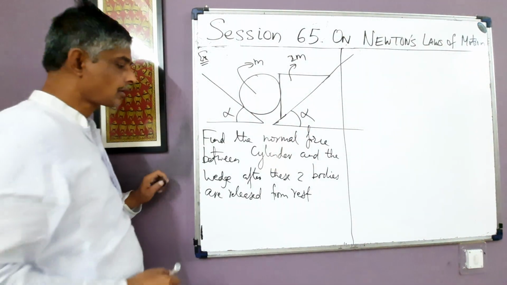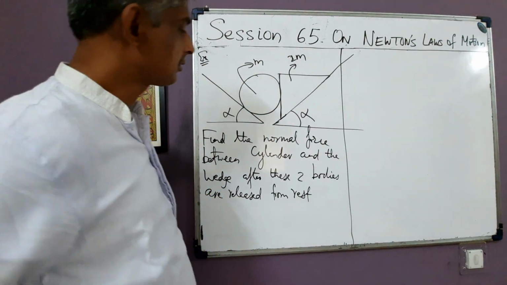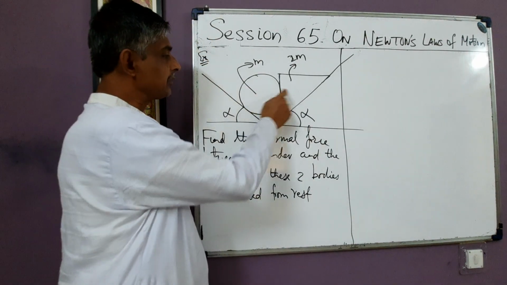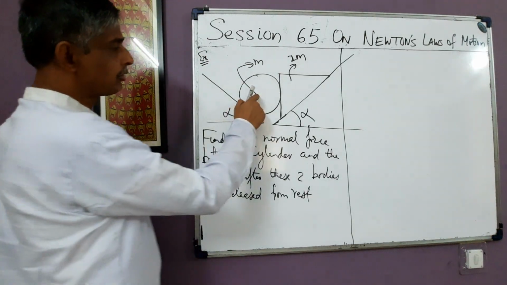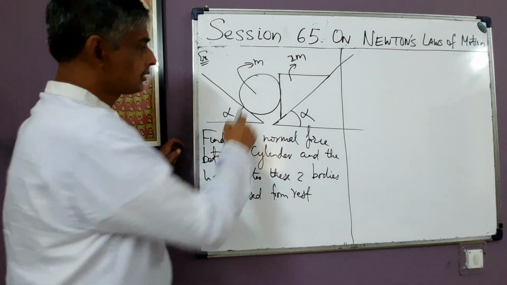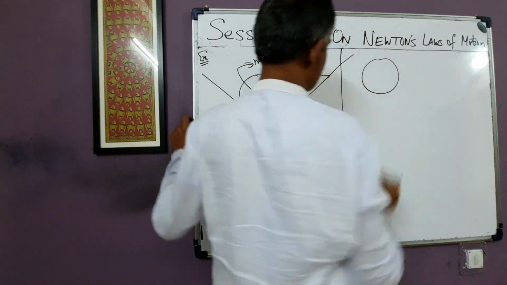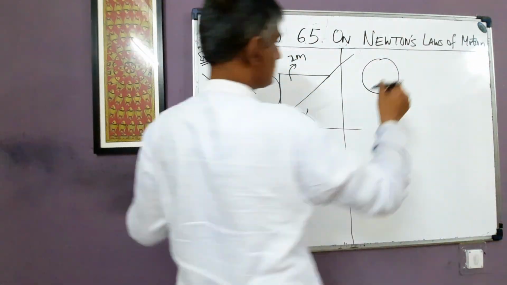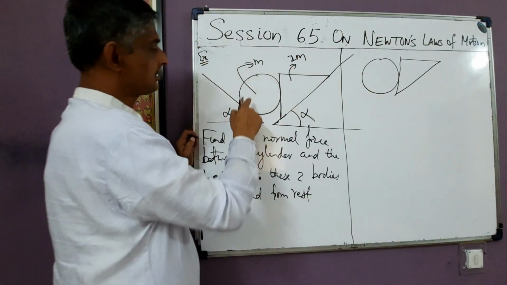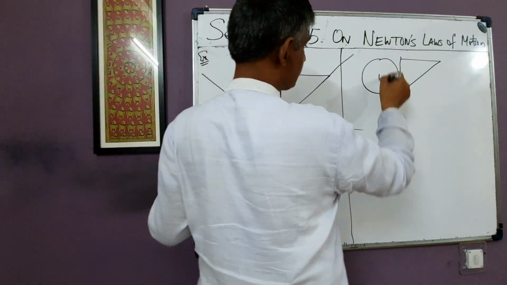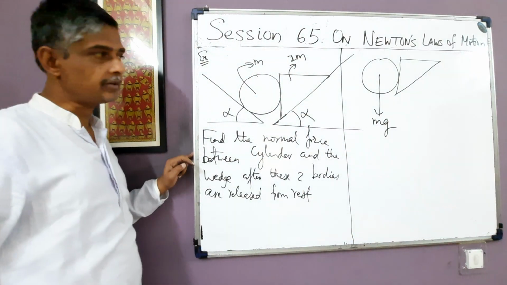So now how to proceed? What will we do first? We will draw the free body diagrams of the cylinder and the wedge separately with respect to the ground. So I draw the free body diagram of the cylinder here. This is the cylinder C, and this is the wedge. What is the free body diagram of the cylinder? What are the forces acting? Only real forces will act, because we are observing the cylinder from the ground frame.